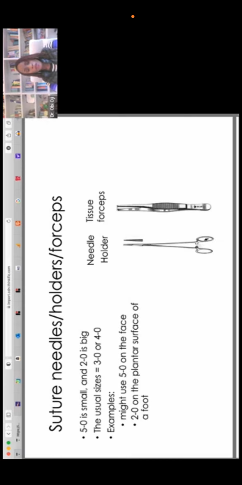And then, of course, I want to also introduce the concept of a needle holder and the tissue forceps. So the needle holder is what you use really to drive your needle, and that helps you to take bites when you're suturing. And then, of course, the tissue forceps is really to grasp that skin and to really help you when you're suturing.